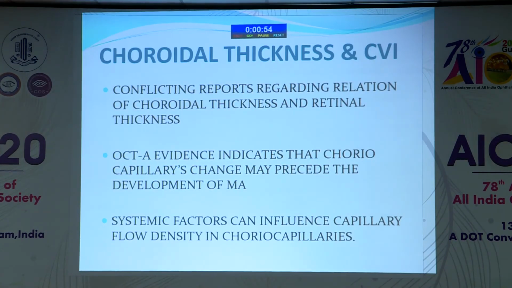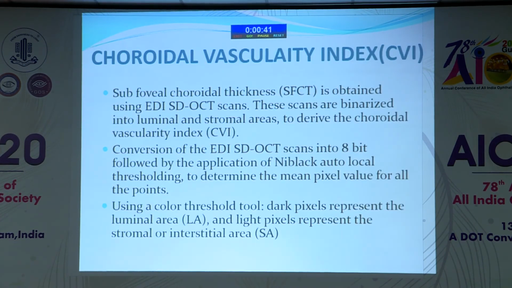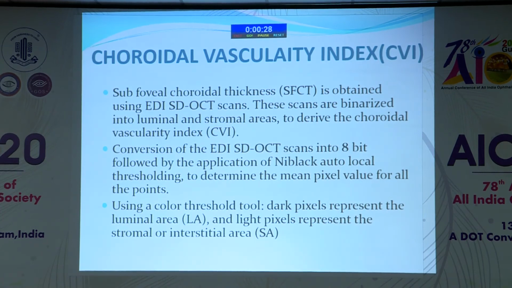Now, the choroidal thickness has come recently, and a lot of work is going on, and it is still due to be evaluated how much is the effect of the choroidal vascularity index. The subfoveal choroidal thickness is obtained using SD-OCTs, converted into scans of 8-bit, followed by Niblack auto local thresholding to enhance, and then using a color threshold tool, the dark pixels represent the luminal areas, and the light pixels the stromal areas.